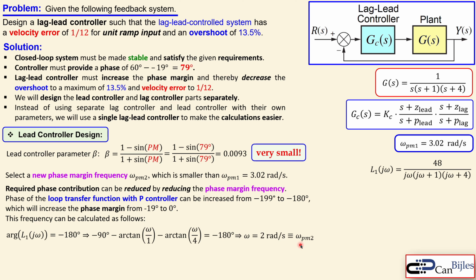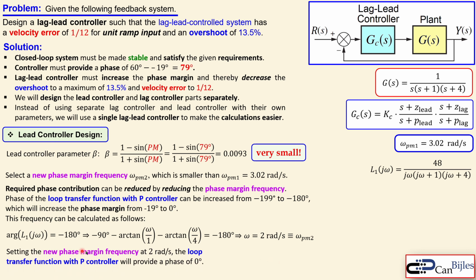Now we can take that as the new phase margin frequency. It could be the case that when we simulate this, the phase margin frequency we have now calculated could be a little bit smaller. So that is what we need to check also in the simulation. Now, setting this new phase margin frequency of 2 radians per second, the loop transfer function with P control will then provide 0 degrees. That is now the condition. Now we require a phase margin of 60 degrees max, because we need to now go from 0 degrees up to 60 degrees instead of from minus 90 degrees up to 60 degrees. So that is just an easier, let's say, less complicated design.